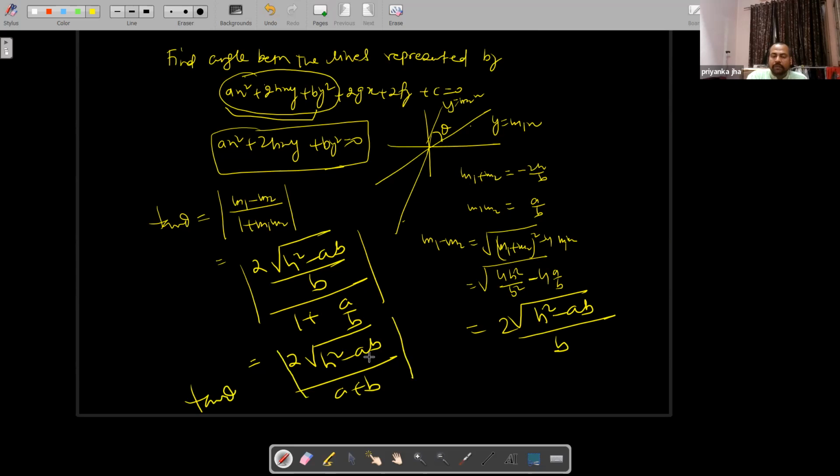Mod means it will give you a positive value, so it will give you the acute angle. If you don't apply mod, you may get a positive or negative value. Even if you apply mod, you get the acute angle, and if you have to find the obtuse angle, you just have to do 180 degrees minus whatever angle you get from here. So this is how we find the angle between a pair of straight lines.